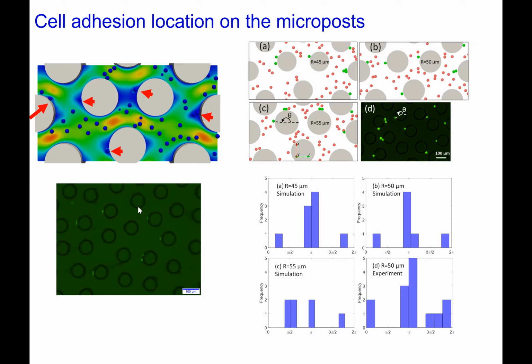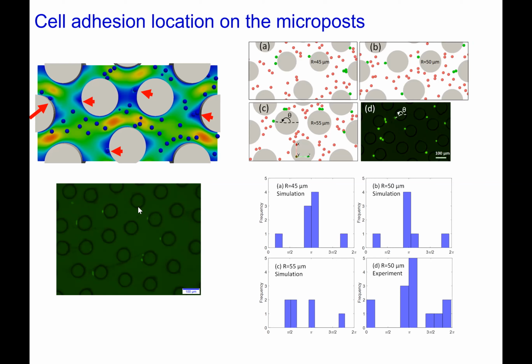The frequency data is also shown in this figure. As you can tell, most of the cells tend to stick either at pi, the front end, or at 2 pi, close to pi, which is the rear end of that micropost. It shows that the cells tend to stick to the low shear region, which is what we expect based on the previous simulation results.